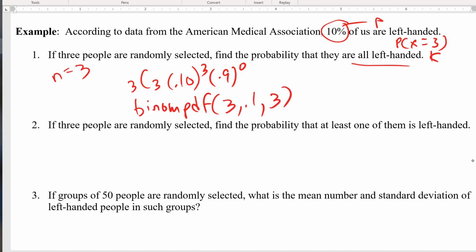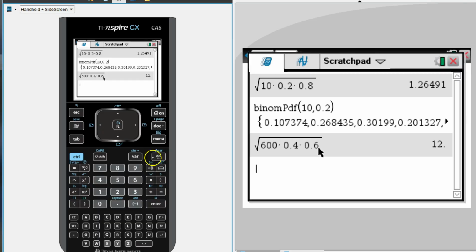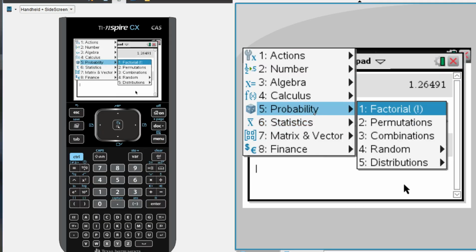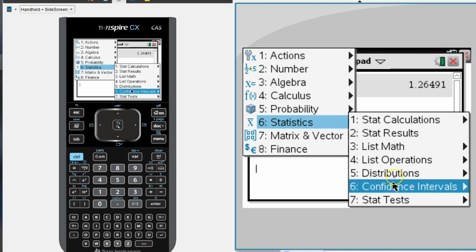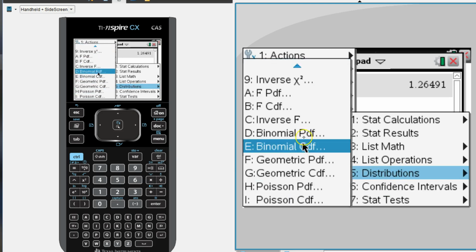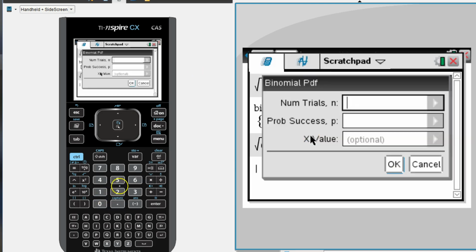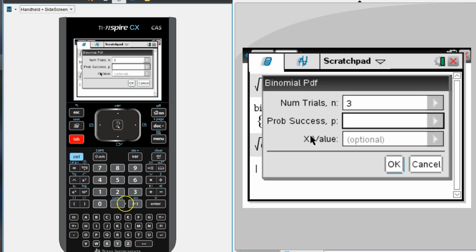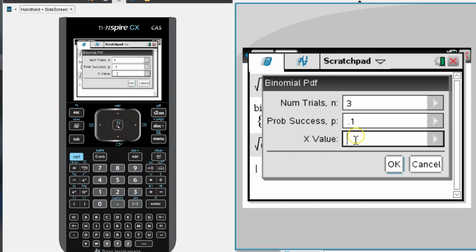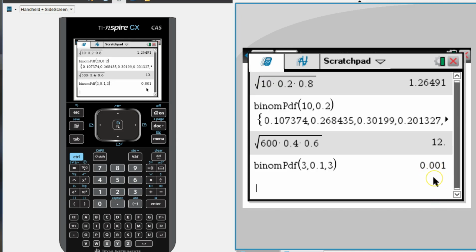So I'm going to use the second one, right? So binomial PDF, statistics, distributions, and we have 3 people, probability of 0.1, and we're interested in all 3, right? So 0.001, not terribly likely, 1, what is that, thousandth, or 0.1%.